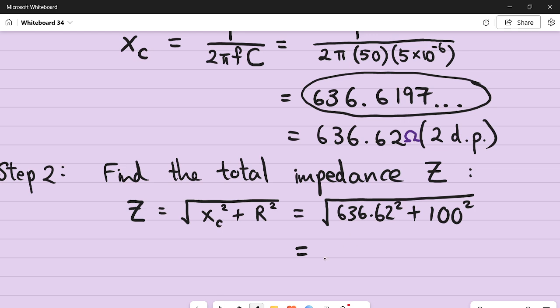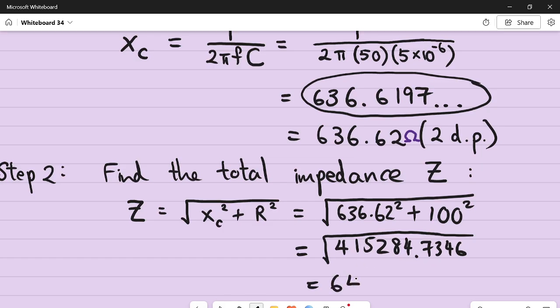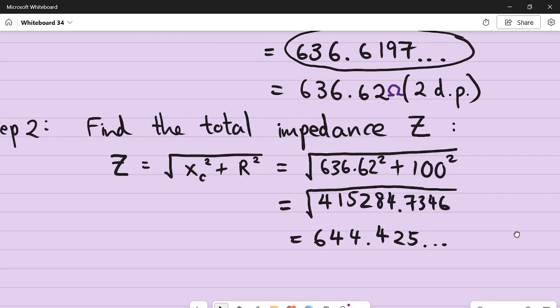And then again, I'd always like to show examiners some more working in case this is actually worth marks. So I write down what I got inside underneath my square root, and it's quite a long number. So I write this out like that. And then I perform my square root of this, and I'm getting Z is 644.25 dot dot dot, and now I'm going to round that to 2 decimal places.